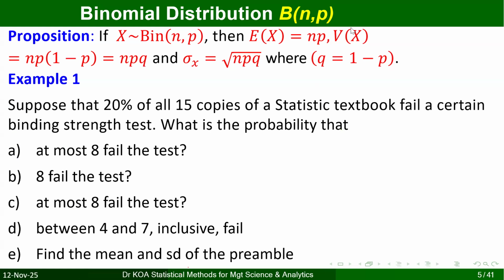Okay. So suppose that 20% of all 15 copies of a statistics book fail a certain binding strength test. So we check the strength of the book and they fail 20% of the time. What is the probability that at most 8 fail the test? What's the probability that at least 8 fail the test? You are supposed to, first of all, identify whether this is binomial, hypergeometric, Poisson, negative binomial, or normal, or Weibull, or anything. In this very example, what gives you the clue that this is binomial?